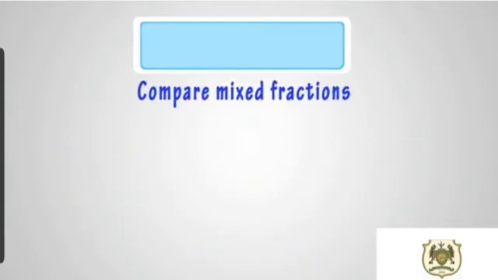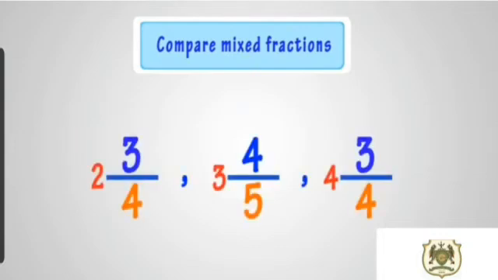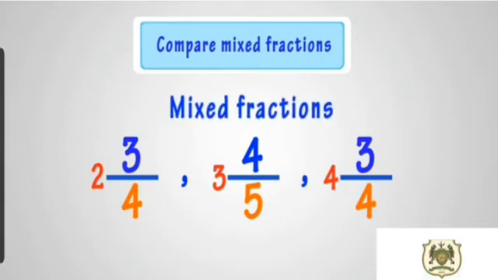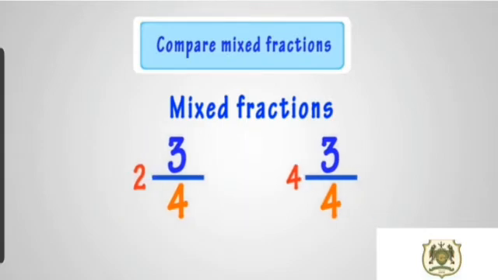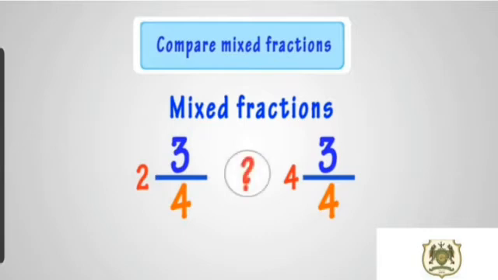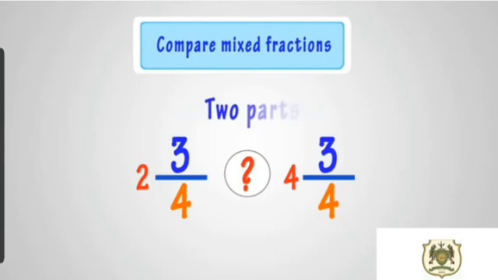Now let us learn how to compare mixed fractions. All these numbers, 2 3 upon 4, 3 4 upon 5, 4 3 upon 4 are mixed fractions. Mixed fractions are the fractions which are a combination of a whole number and a proper fraction. So here I have few examples and I need to compare them. Let us start with 2 3 upon 4 and 4 3 upon 4.